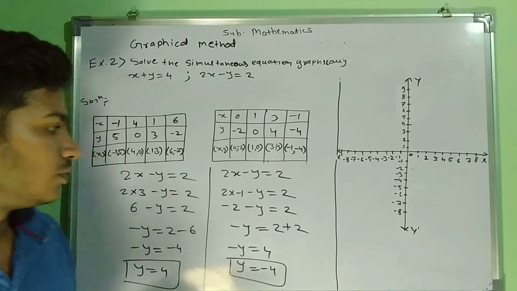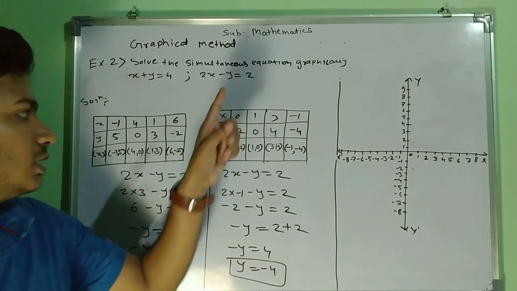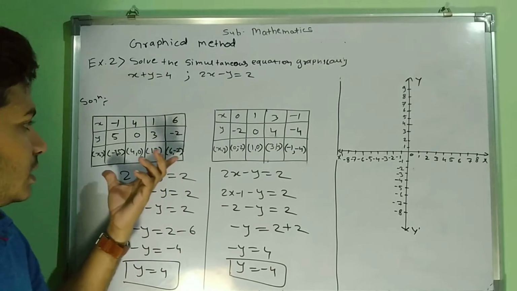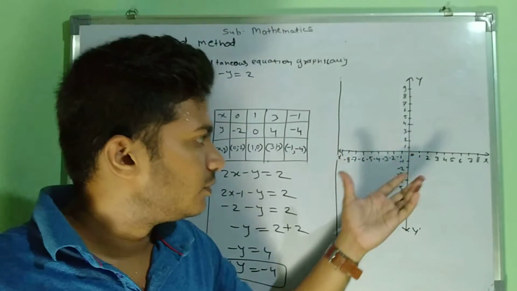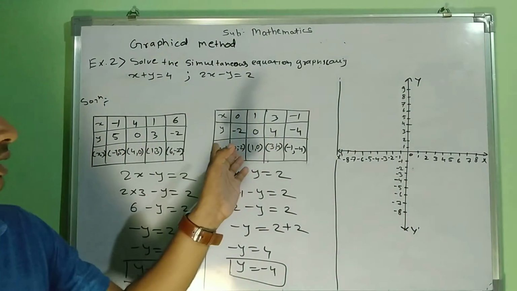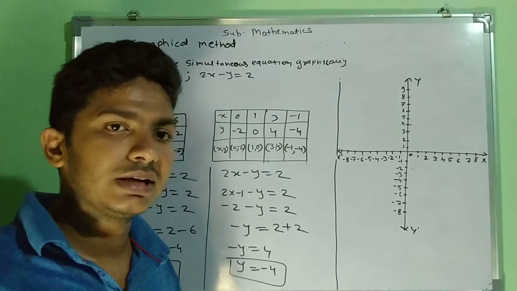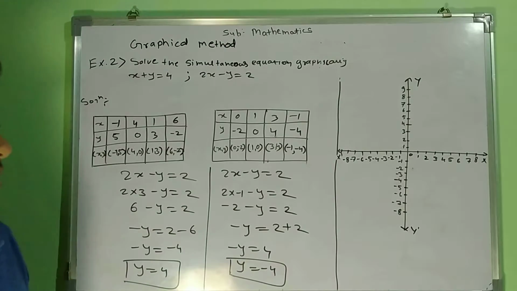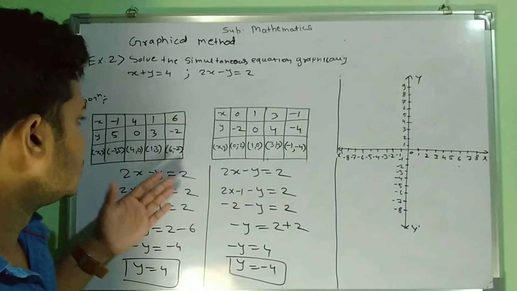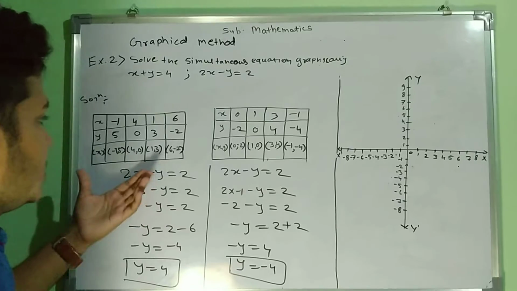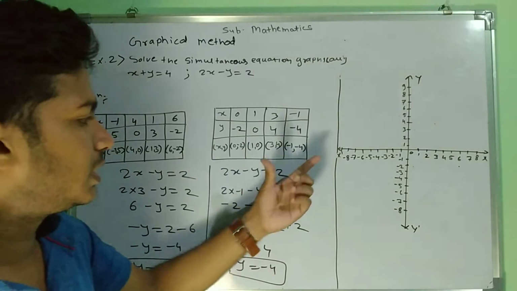Okay, so here we got 4 order pairs for that equation and 4 order pairs for the other equation. Now we will represent the total 8 order pairs on the graph, and after plotting those coordinates, we will find where they are intersecting. That will be the solution of the simultaneous equations. Now we will represent the first 4 order pairs on the graph, and after that the other 4 order pairs.